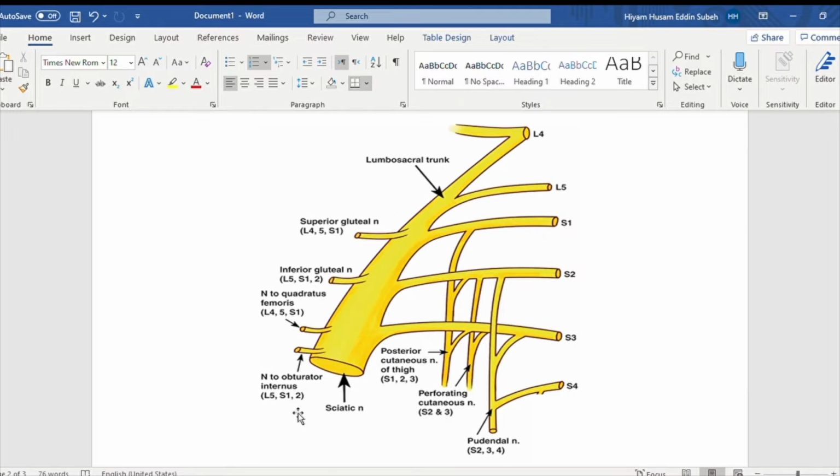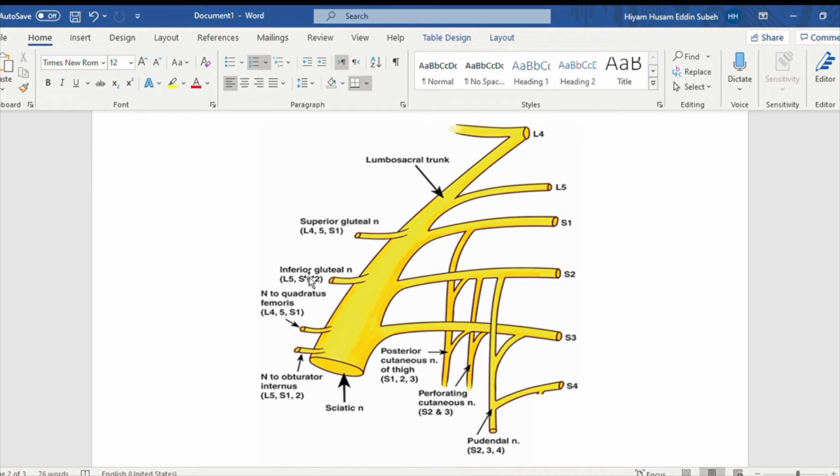First of all, the sciatic nerve originates from most of the nerve roots of the sacral plexus. So it originates from L4 up to S3. So it's easy to remember the origin of the sciatic nerve. Now, for the first 2 nerves, the superior gluteal and the inferior gluteal, the superior gluteal nerve arises from L4, L5, and S1, okay?